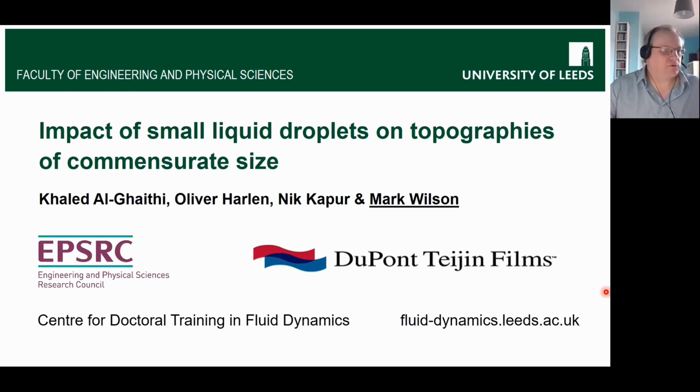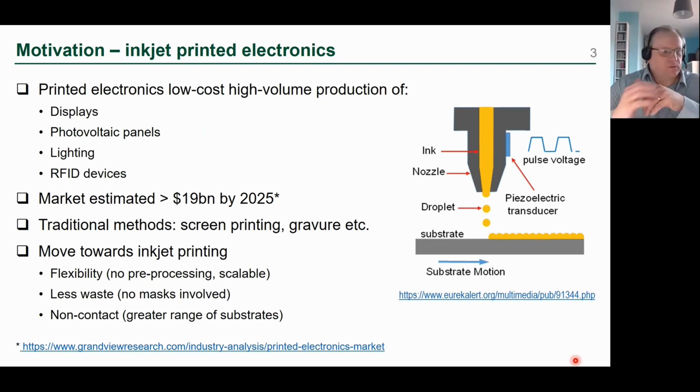Okay, so let's start with the first one then. Well, it's actually the second project to be finished, but the first one I'm going to talk about today, which Oliver was also involved in supervising as well. So this is about impact of liquid droplets onto things like scratches. Okay, so it's sponsored by DuPont Teijin Films, who are a manufacturer of polymer films for various applications. And the project really was motivated by inkjet printed electronics.